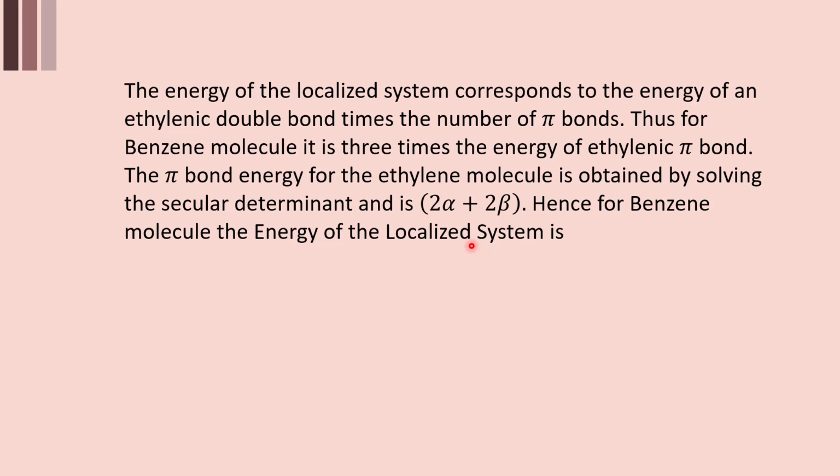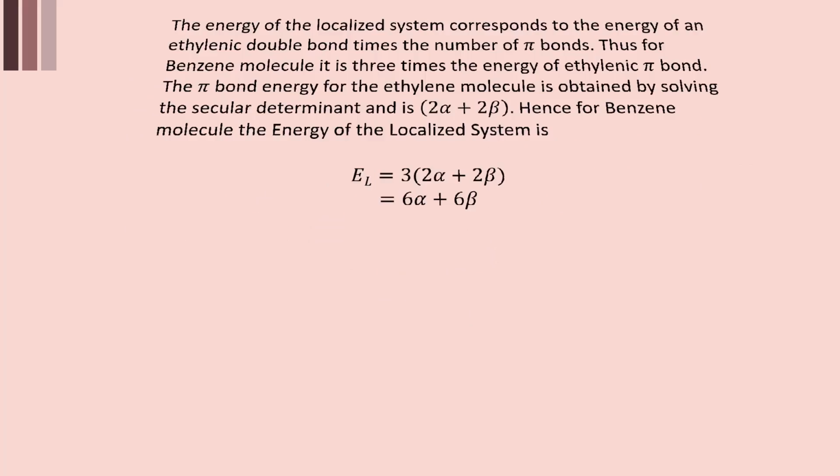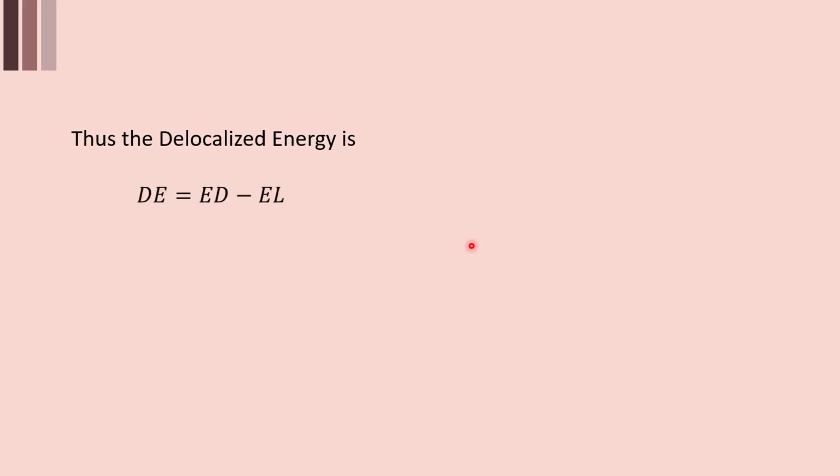And if you are interested in finding the difference between the delocalized and the localized pattern, that comes out to be eventually 6 alpha plus 8 beta minus 6 alpha plus 6 beta. Obviously, the answer is 2 beta. So the resonance energy for the benzene molecule is equal to 2 beta. That is how the Huckel molecular treatment has theoretically predicted.